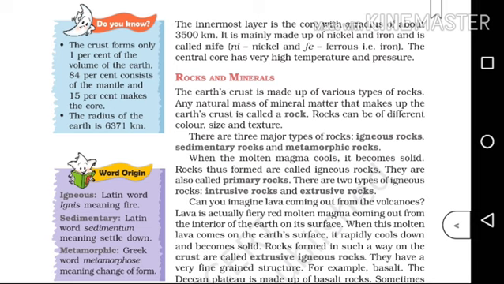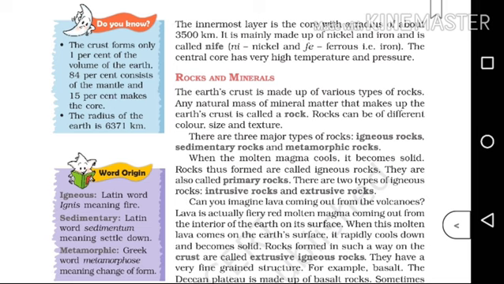So here comes a question. What do we mean by igneous rock? So we can write the first sentence of the paragraph, isn't it? When the molten magma cools, it becomes solid. Rocks thus formed are called igneous rocks. Along with that, we can also write they are also called primary rocks. And there are two types of igneous rocks. They are intrusive rocks and extrusive rocks. Okay, so this is the answer for the question: what do we mean by igneous rocks?